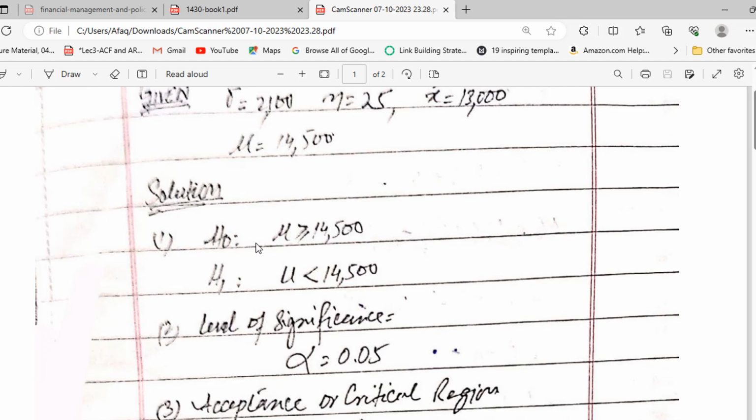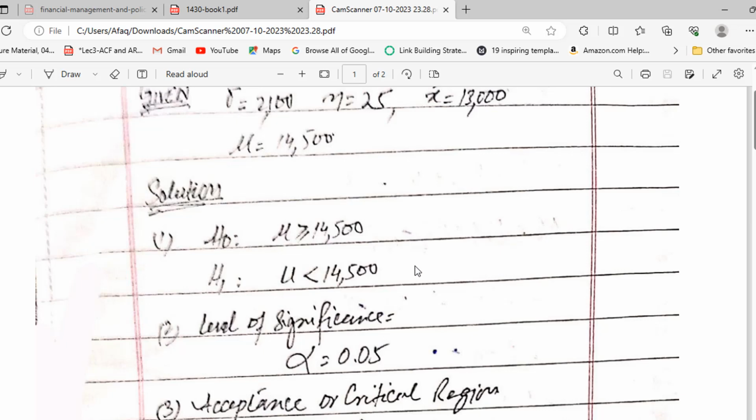H naught is mu greater than or equal to 14,500 and H1 is mu less than 14,500. You can also develop the hypothesis in such a way that H naught is mu less than 14,500 and H1 is mu greater than 14,500. But the interpretation of the result will change as per the composition of the hypothesis.